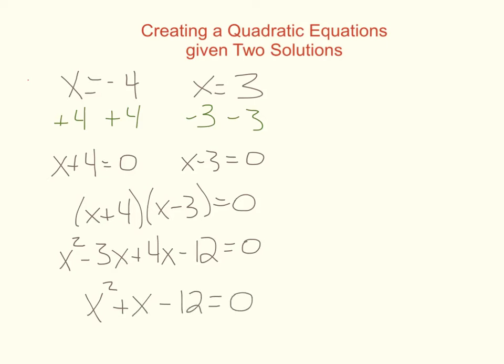Now this is just one of the possible quadratics that would produce these two solutions. If you wanted to multiply every single term by one number, you would get another, slightly different quadratic equation that would still produce these two solutions.